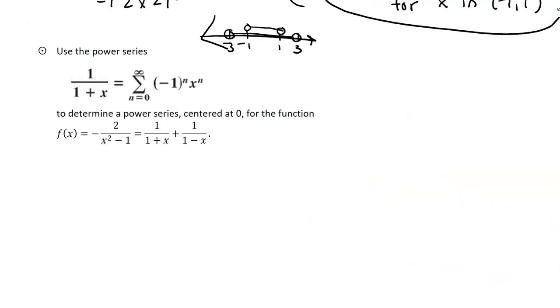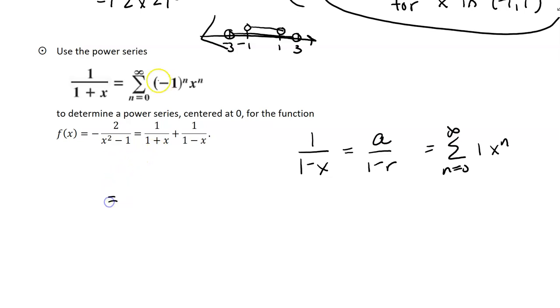This example says use the power series 1 over 1 plus x equals the sum from n equals 0 to infinity of negative 1 to the n x to the n to determine a power series centered at 0 for this function, which has been broken down into partial fractions: 1 over 1 plus x plus 1 over 1 minus x. Well, the 1 over 1 minus x centered at 0 is pretty simple because that's just going to be the sum from 0 to infinity of 1, which is a, r to the n, so that'll be x to the n. So that one's already pretty much done for us.